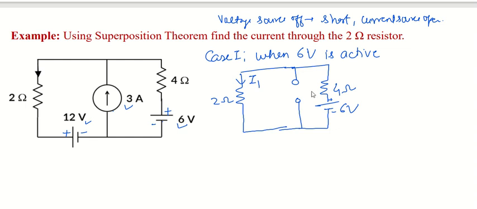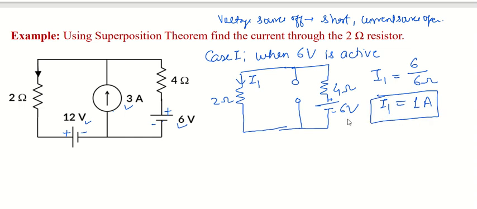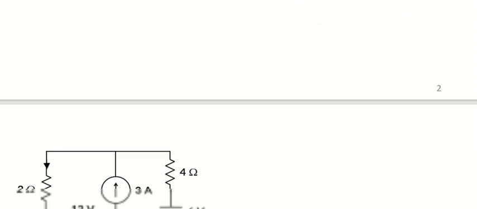So now it is very easy to find out the value of I1. I1 will be obtained by simple V equals to IR. Here the applied voltage is 6 volt and the total resistance is 6 ohm. The value of current will be 1 ampere. So just remember that the first current, coming due to use of the 6 volt source, is 1 ampere.